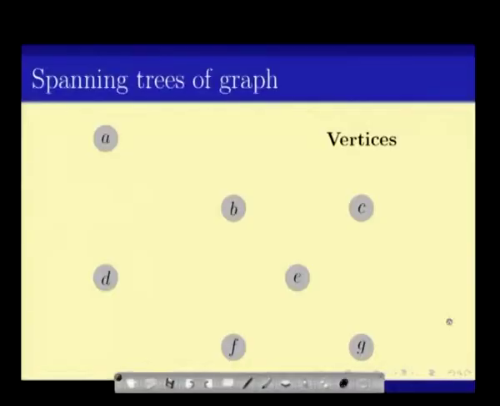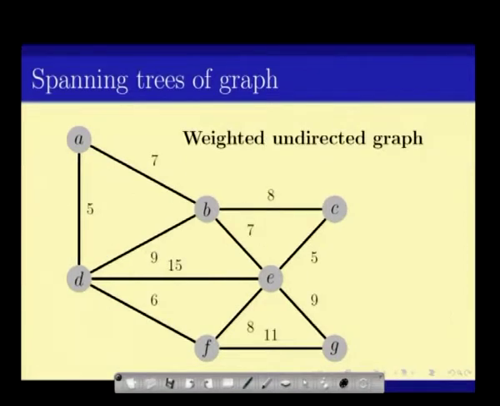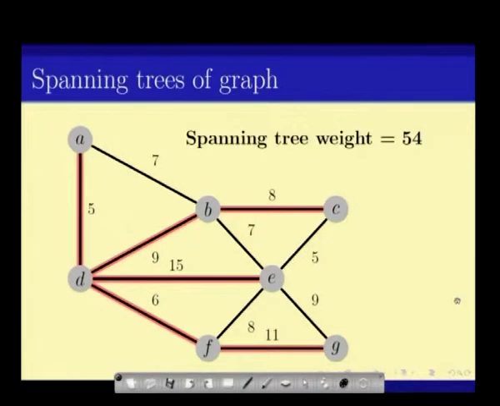So, for example, here is an example. I have these edges and these weights on these edges. We can have various kinds of spanning trees. For example, this is a spanning tree whose weight is 54. Now, why is it a spanning tree? It touches all the vertices and it is a tree because it does not contain any cycle.